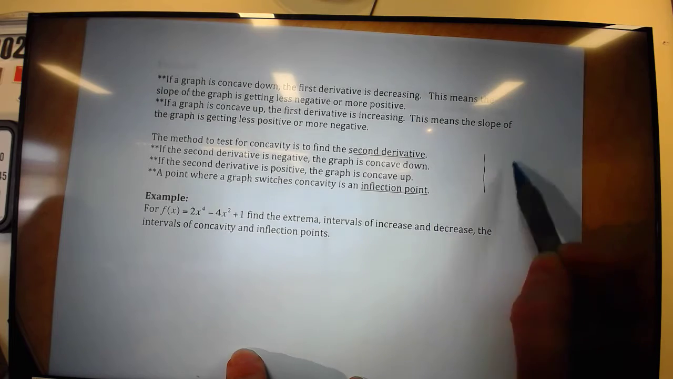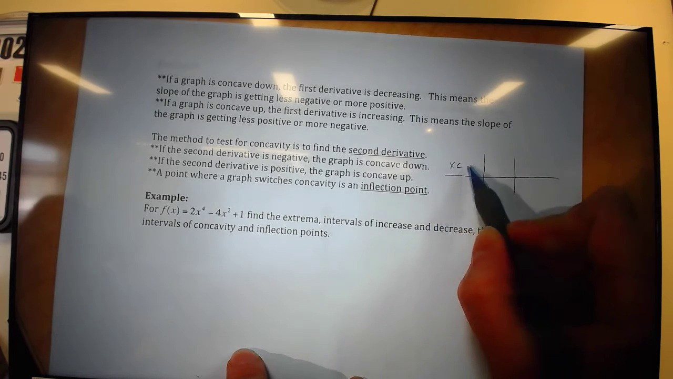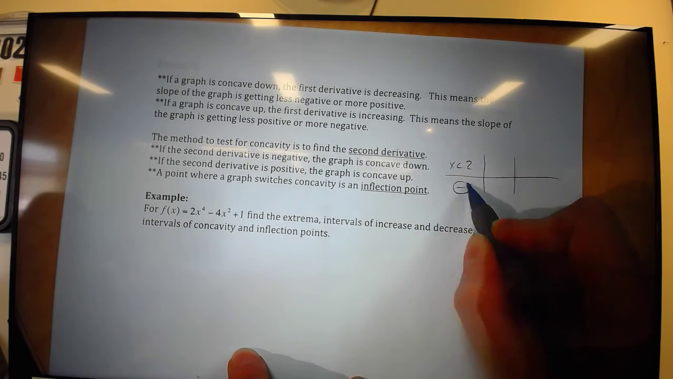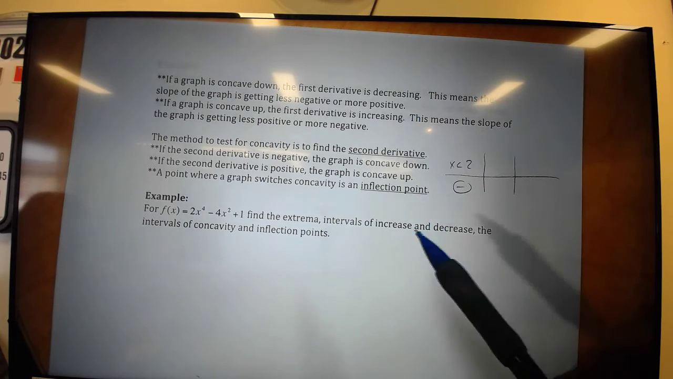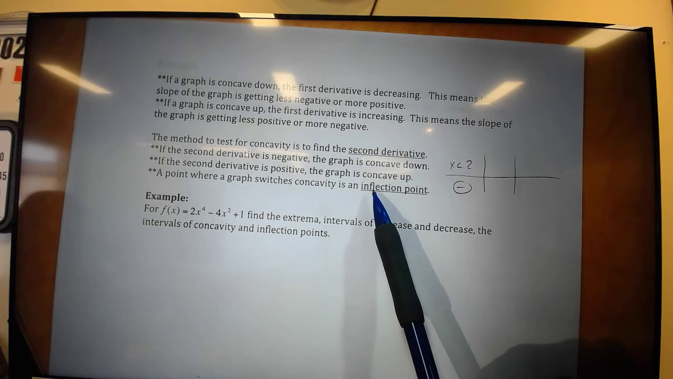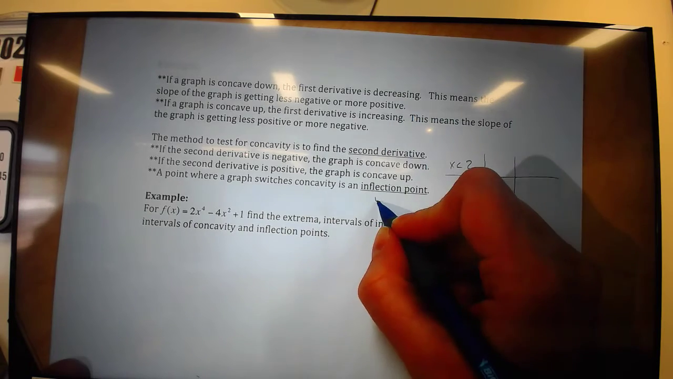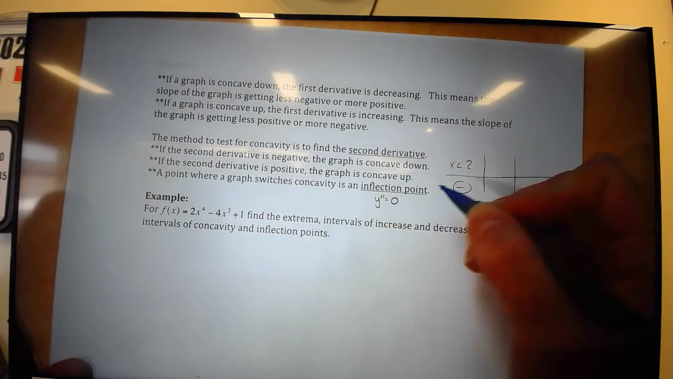So we're going to do those little sections, x is less than 2, let's say. What's happening? It's negative. What does that mean? Right? So we're going to do that kind of thing again. A point where the graph switches concavity is an inflection point, and that would be where y double prime is equal to 0.